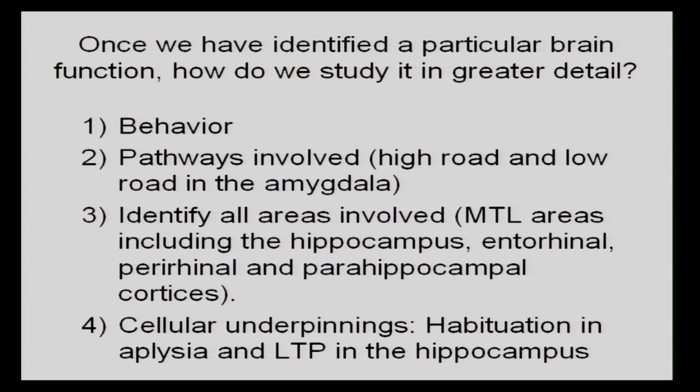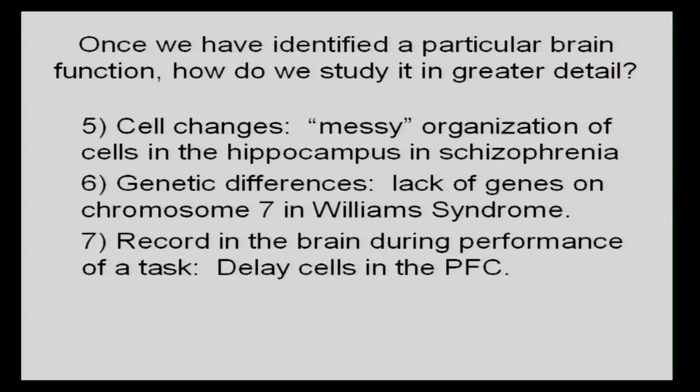You can go deeper and understand the cellular underpinnings of these functions, plasticity, for example. You can study it in very simple systems like Aplysia, or you can study it in even more complex systems like LTP, studied in the hippocampus. You can study cell changes in things like schizophrenia, where we saw the messy organization of cells in the hippocampus. Do I know what that means? No, I don't. But that's just another tool to look at differential morphology in abnormal situations like schizophrenia.